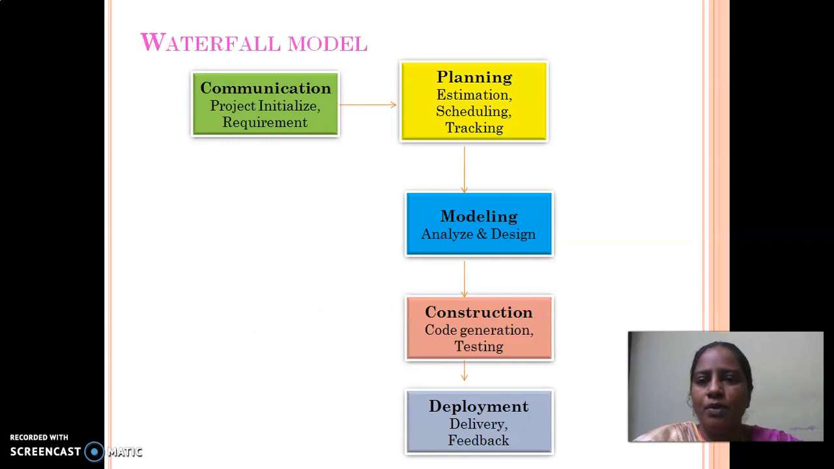This is the flow of the waterfall model. The project is initialized in this activity and customer requirements are gathered in the communication activity. Cost is estimated and scheduling is performed in the planning activity. Project analysis and design take place in the modeling activity. Code generation and testing are performed in the construction activity, and in the deployment activity the product is delivered to the customer and feedback is gathered from the customer.